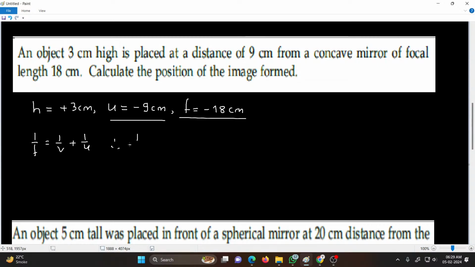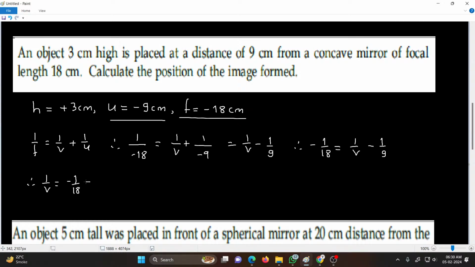So you can write 1/-18 is equal to, V is unknown, 1/v plus 1/-9, that gives you 1/v minus 1/9. So ultimately you get the equation minus 1/18 is equal to 1/v minus 1/9. Then you can transpose minus 1 by 9 on the other side. So 1 by V is minus 1 by 18 plus 1 by 9. Then you can make the denominator same and find the answer, and from that you can calculate the position of the image.